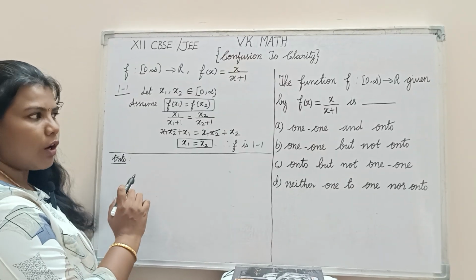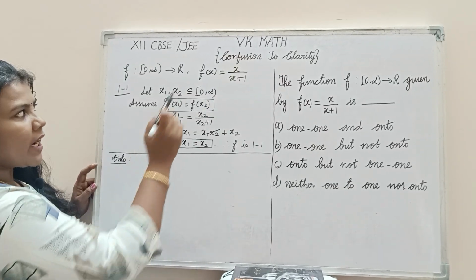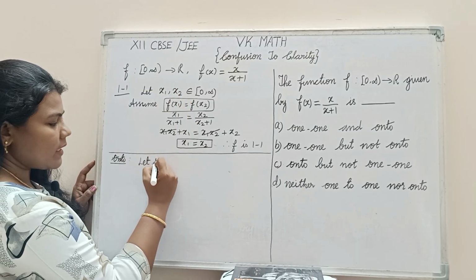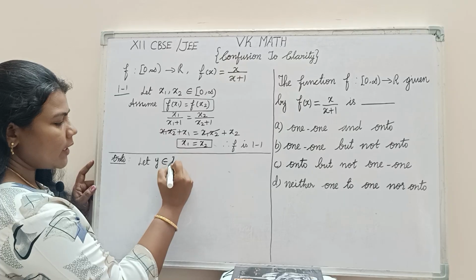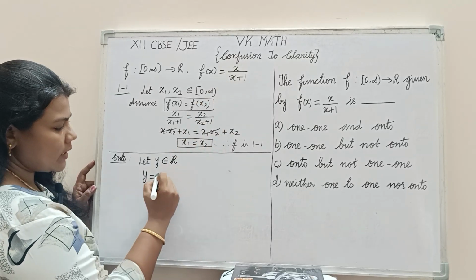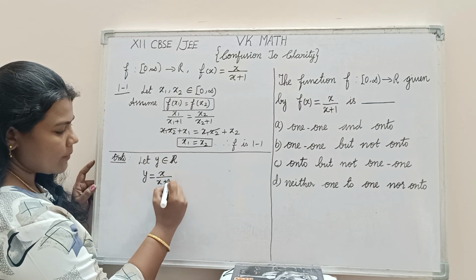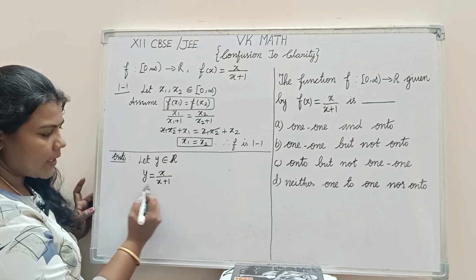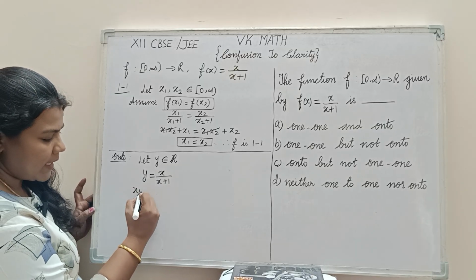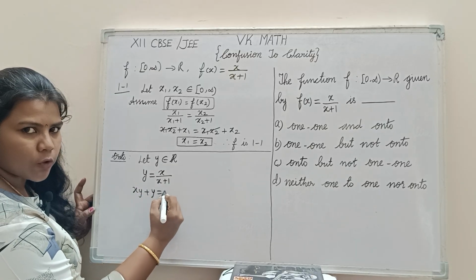Now we check onto. To prove onto, we have to choose one arbitrary element from the codomain set. Let us choose the element as y, where y belongs to the real numbers. Now we have to equate this y to the given function, that is x divided by x plus 1. Out of this equation, we should find the value of x in terms of y. So we do cross multiplication. We will get xy plus y is equal to x.